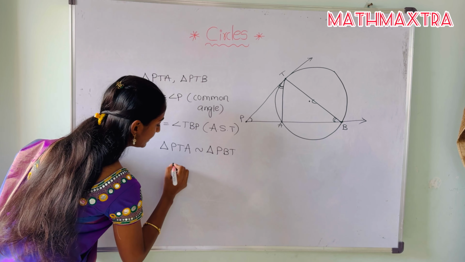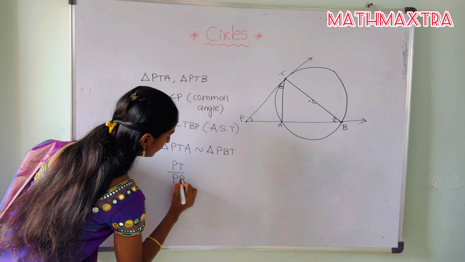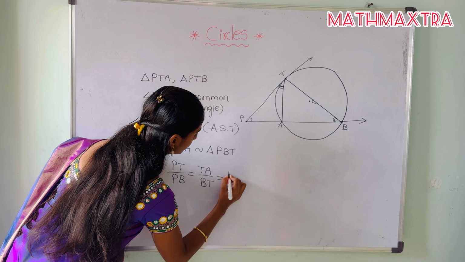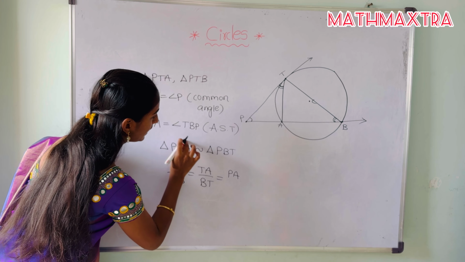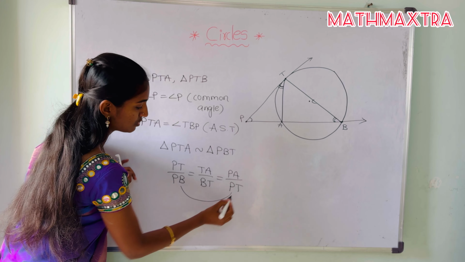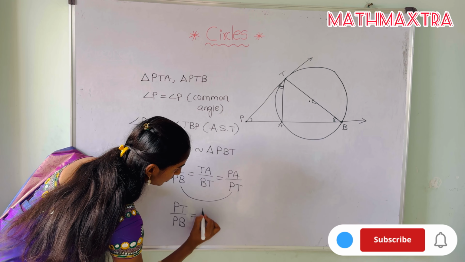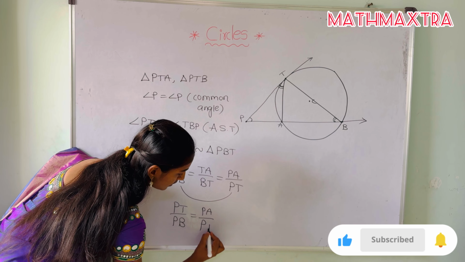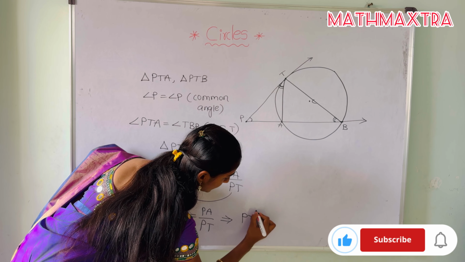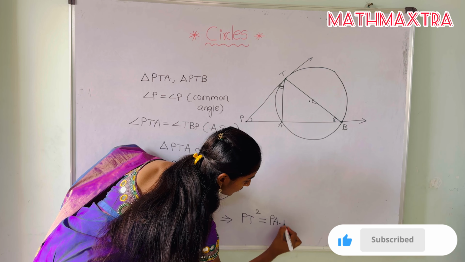Now we can write PT by PB is equal to TA by BT, which is equal to PA by PT. Now I am equating these two, PT by PB is equal to PA by PT. So by this we can write PT into PT, which is PT square, equal to PA into PB.